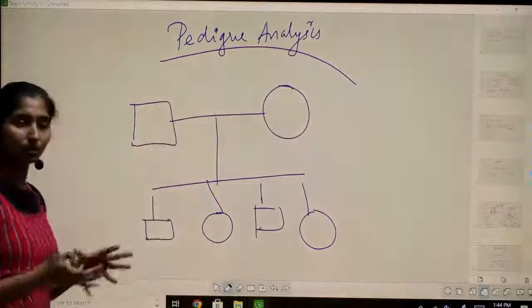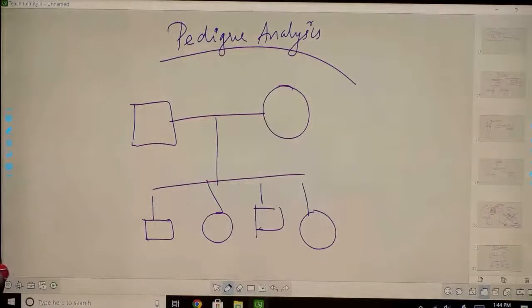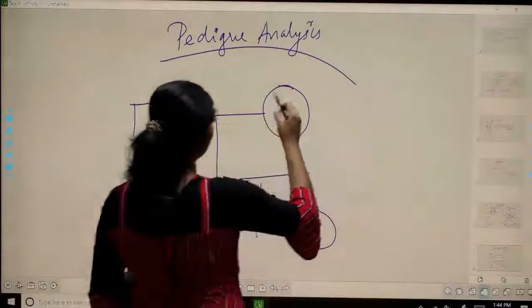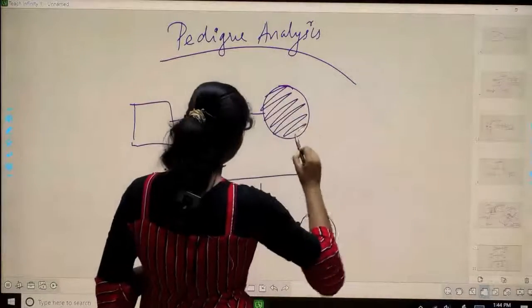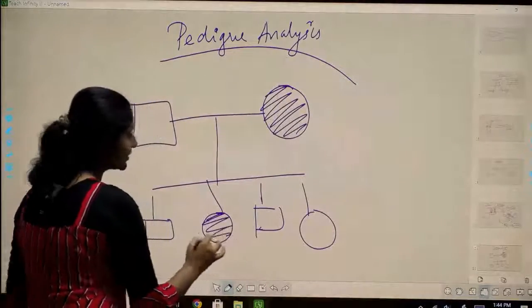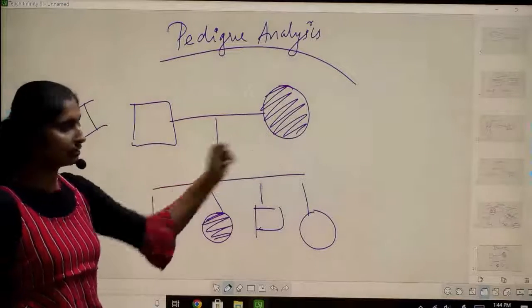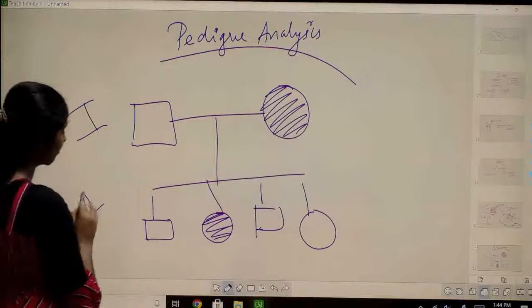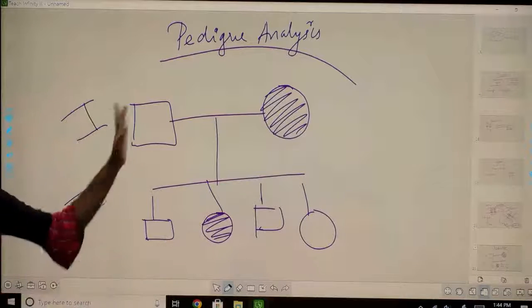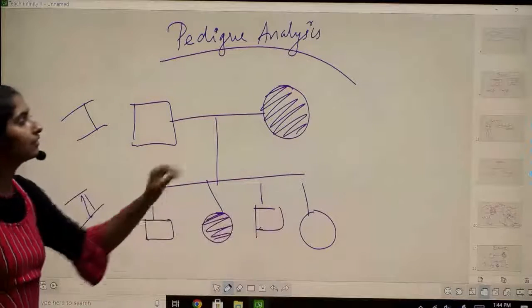The affected individuals, or the individuals that possess a particular trait, are often shaded and highlighted. Like in this condition, in the first generation, the female is affected, and then in the second generation also, the female is affected. The rest that are not shaded are unaffected individuals.